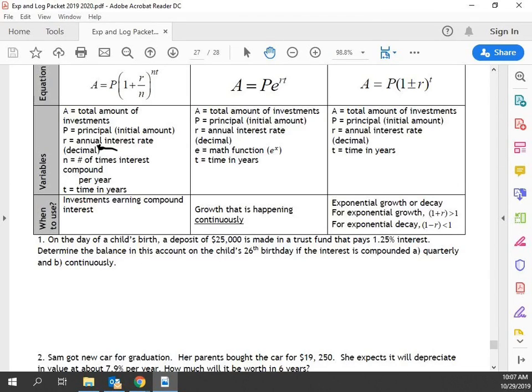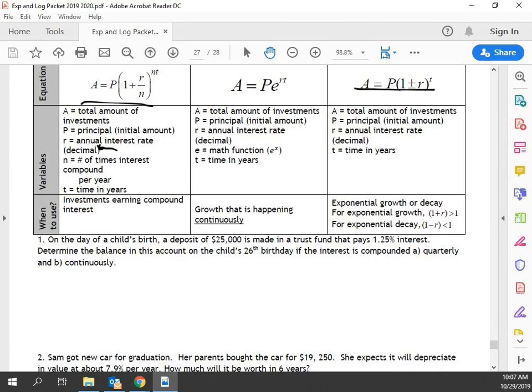Going across, a PERT is usually talking about a continuously growing type of function. And the last one is more of a general growth or decay type of problem. You'll usually see that with things like bacteria, in science. The first one you see is financial, with money and stuff.